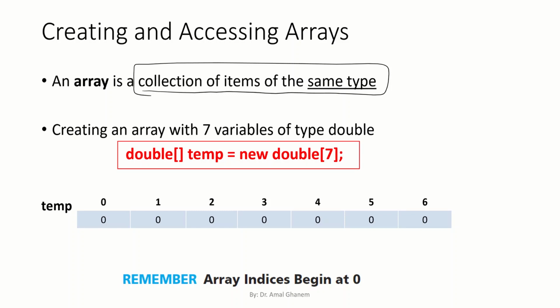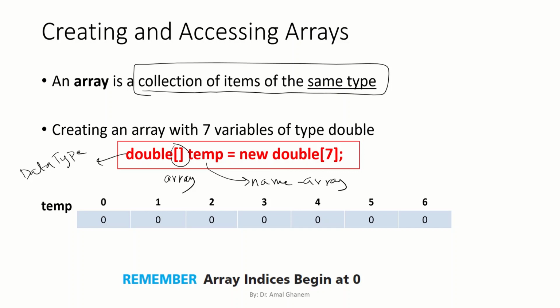So for example, I have the following: double bracket temp equal new double temp. What is the meaning of this? This will create an array of doubles. So temp is the name of the array. Double will be the data type. And I need these two empty brackets to indicate that I am declaring an array. If you leave out these brackets, it means this is not an array. This is only one single variable.